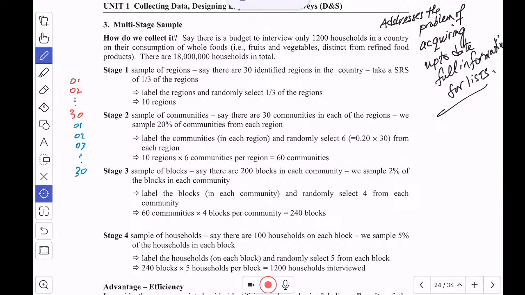And we randomly select from them. And 20% of 30 is 6. So I'm going to pick 6 in each region. So that's a total of 60 communities. So now I have 60 communities from stage 2.